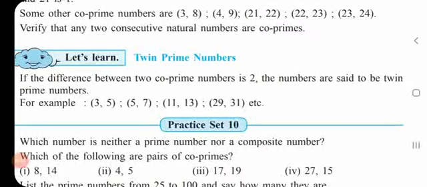For example, 3 and 5. Already they are co-prime numbers and the difference between them, 5 minus 3, is 2. So they are twin prime also. Like 29 and 31. The common factor between them is 1, so they are co-prime. And 31 minus 29, the difference, is 2. So they are twin prime also.